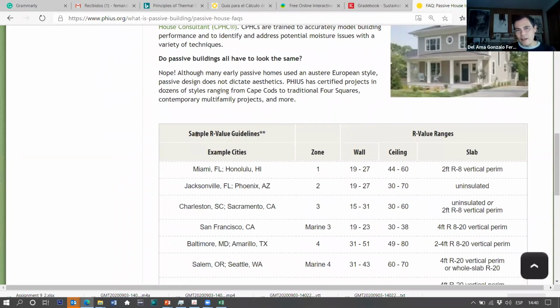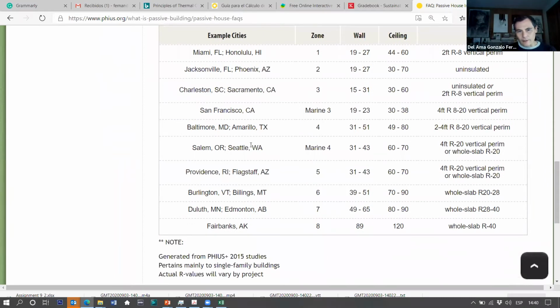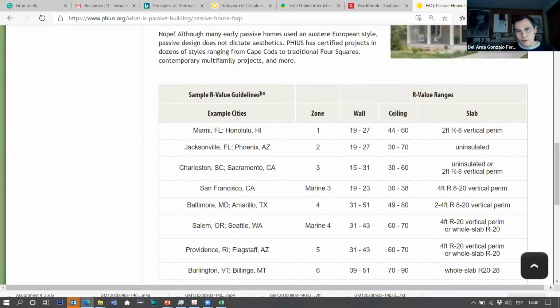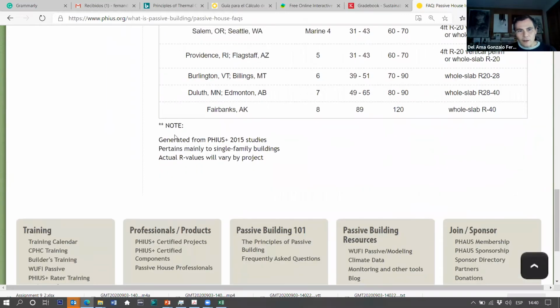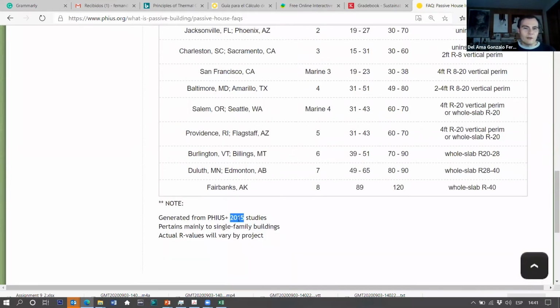So we had this sample R values guidelines, okay? And here we have these two asterisks. So these are generated from Passive House Institute of the United States, 2015 studies. Okay, so they posted these values in 2015. They haven't changed those values because things don't change in building science. I mean, if something is good in 2015, it will be good now.